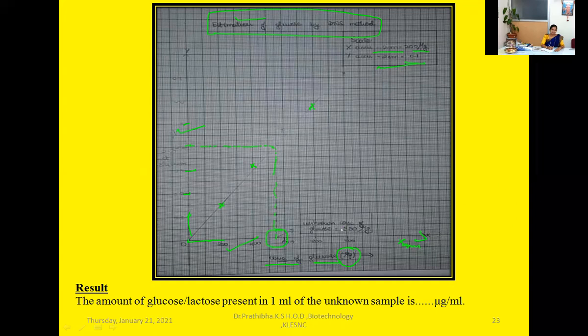So the unknown concentration of glucose here is 550 microgram. That you need to write here, 550 microgram. Do not mention ml, because we have taken 2 ml there. So you can mention just 550 microgram.